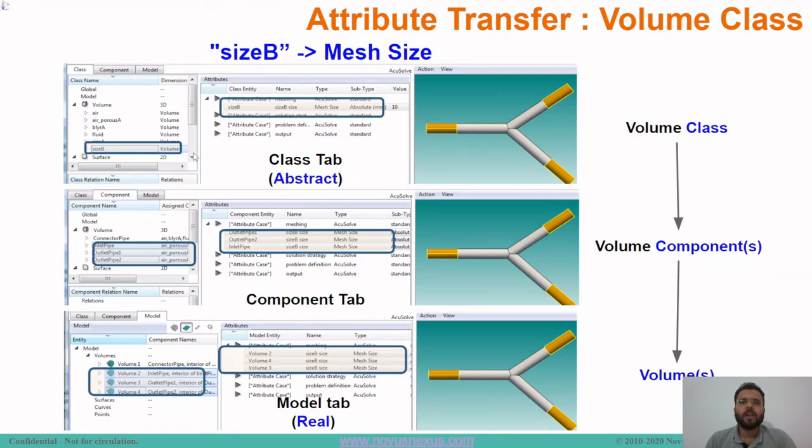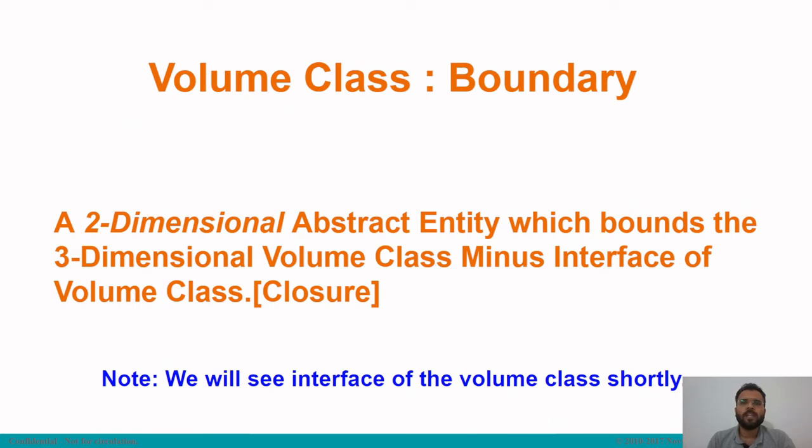Now let's check the component tab. We should observe that CAENexus has created three components and three corresponding attributes. The model tab, which represents the geometry, is the one which actually gets meshed and exported to the solver files. Here we can see that the software has transferred the mesh size attribute on three regions which we are expecting.